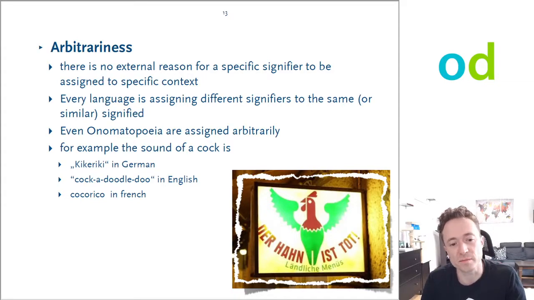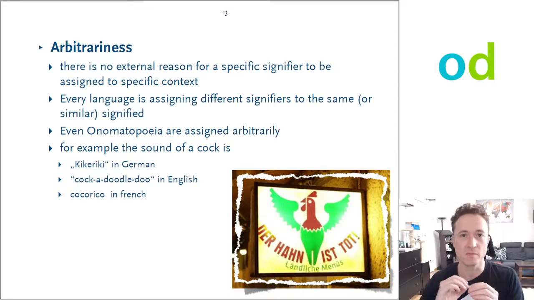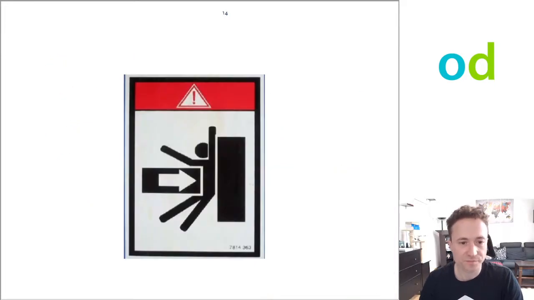So you can see that even the sounds that seem to move directly into a word or a representation are arbitrary. Same is, by the way, true for emoticons and icons. This seemingly direct representation is still something constructed, something that needs to be learned. So arbitrariness is active again, even in these cases.